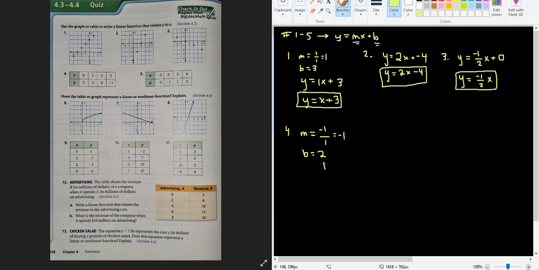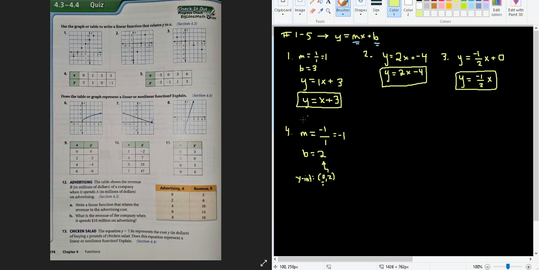And again, that comes from the fact that 0, 2 is a point on my table. So 0, 2 is the y-intercept because x is 0. And again, the b value is just the y-coordinate of that y-intercept, so it's this guy, 2.